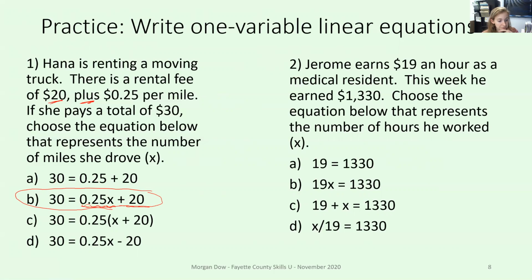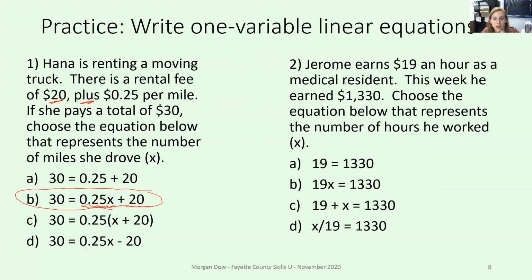Choice C has us multiplying the 25 cents times X and also multiplying it times the $20 rental fee, which we don't really have any reason to do. And then choice D has us subtracting, right? It says do 25 cents times the number of miles and then subtract $20. There's nothing in the paragraph here that tells us we should be taking $25 off of the price.